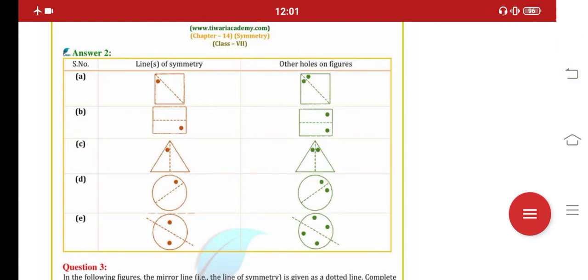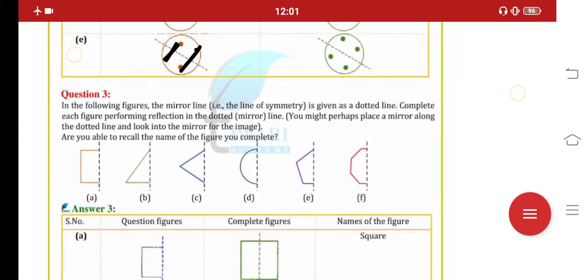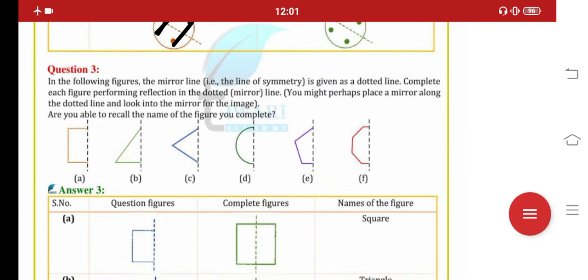Same corresponding place. And the third one, here two holes are given and we have to find out the other four holes. So how will we draw? Here we will draw it like this, meaning just parallel to this, and here we will draw one hole just parallel to this. So this is our question number 2. Now let us see what is given in question number 3.